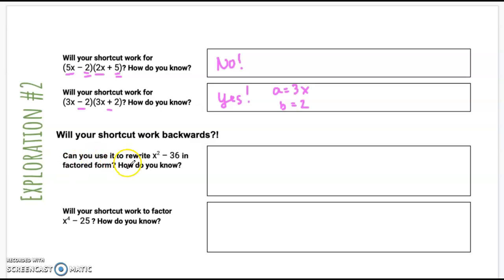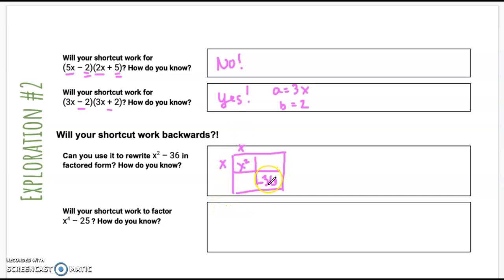Can you use it to rewrite x squared minus 36 in factored form? How do you know? Well, let's take a look at what that would look like if we did our area model. We'd have to have an x squared and our negative 36, but we have to think about what the factors are going to be. So x squared, that one's pretty easy. It's going to be x and x.